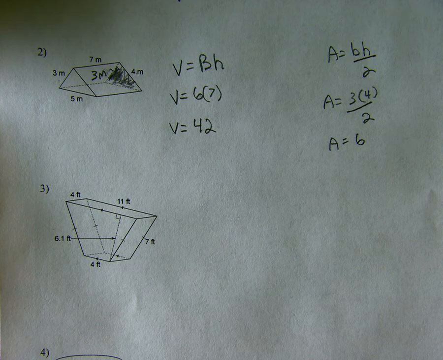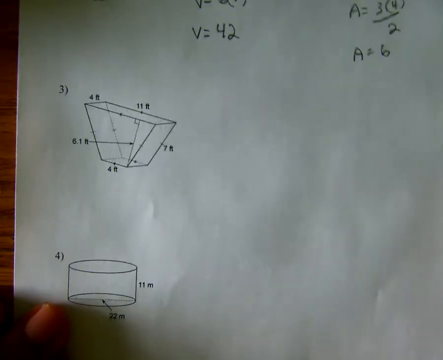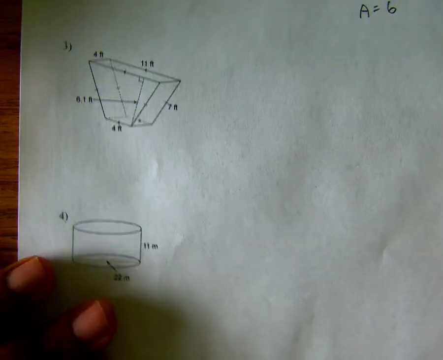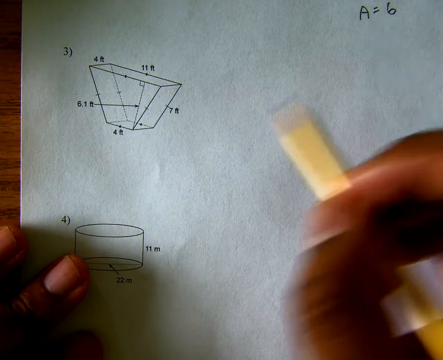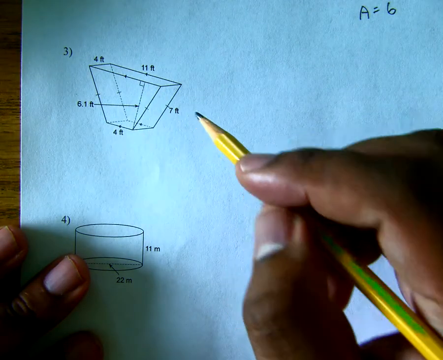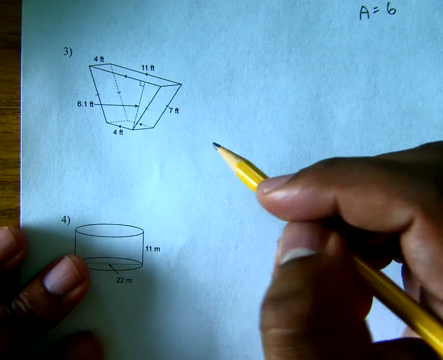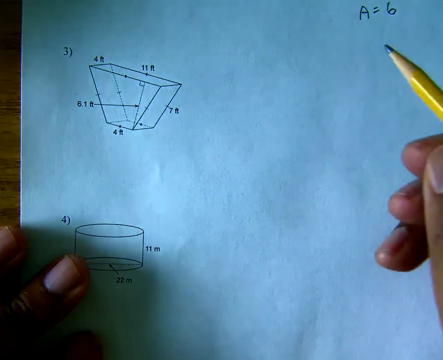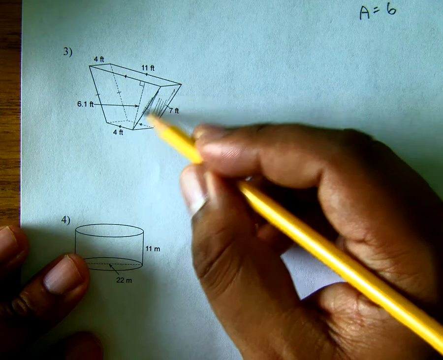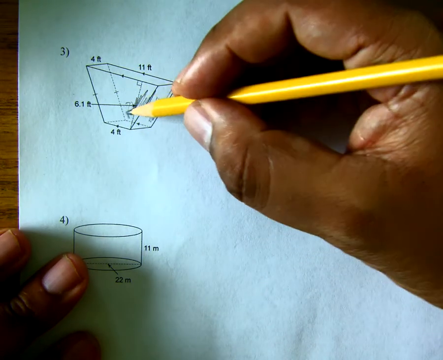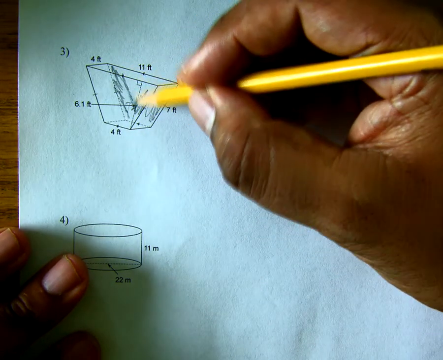All right, let's take a look at this one. This seems to be a little bit more complicated. You've got a trapezoid here, and we're going to find the area of a trapezoid and multiply that times the height, how far up it comes. So we want to focus on this part of the trapezoid, that back piece here. Let's see if I can shade it in a little bit.